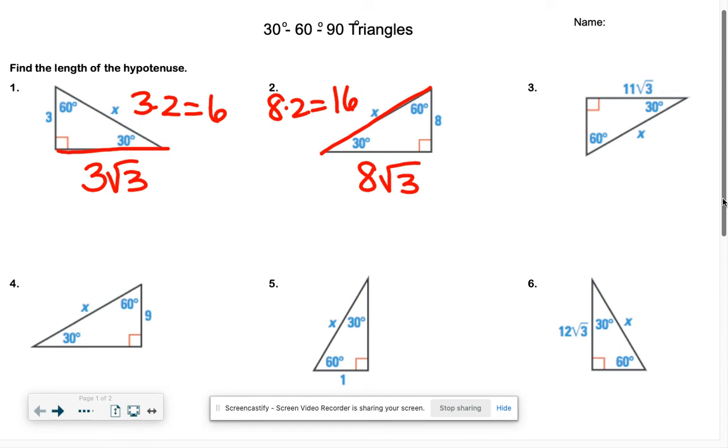Okay, on number 3, what leg did they give us? They give you the long leg, yep. So what would your short leg be? 11. And your hypotenuse? 22.